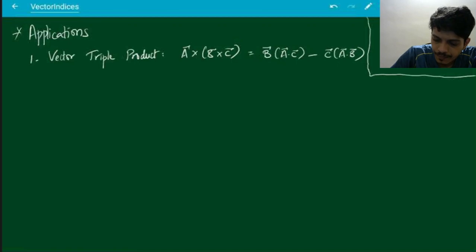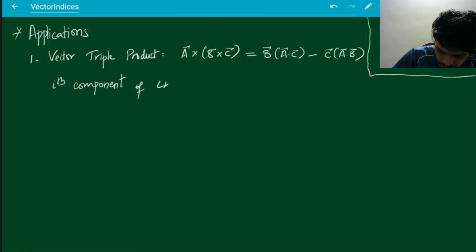Is it? Let's see. We'll work it out and see if we get this. Because this is a vector quantity, I'm going to try and find out the ith component of this one. And remember, i can be anything. It can be 1, 2 or 3. The ith component of the LHS. Now the LHS is a cross product of A and this other one.